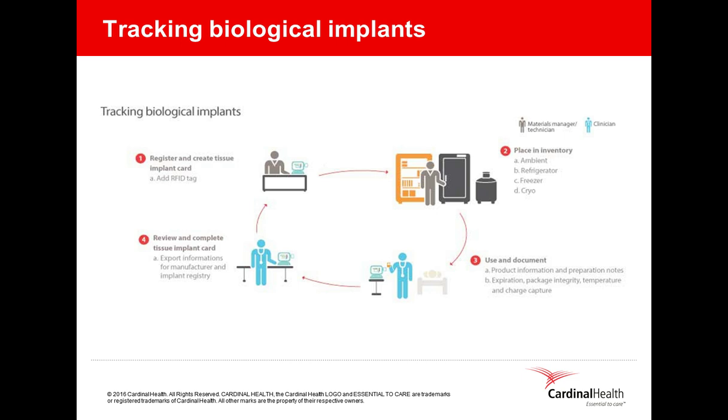It's a 4-step process that starts, number 1, adding that RFID tag to the tissue when it's received. The next step is the tissue is placed in inventory until it's needed. The clinician then pulls the tissue, scans that RFID tag at the point of use, and all of that key data, the product information and preparation notes, expiration, the package integrity, the temperature, the charge capture, all of that information automatically flows to the clinical record and automatically completes the tissue implant card, so it's ready to submit to the manufacturer and to the implant registry.